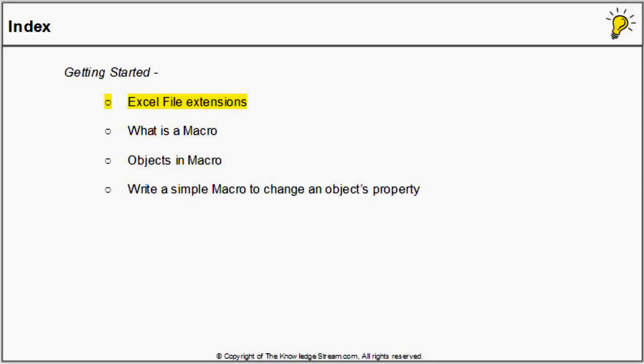In this video, we will cover how to identify a macro-enabled Excel file. We will try to understand what is an Excel macro through a series of illustrations. Object is a very important aspect of any Excel macro program. We will try to understand it by simple examples. And lastly, we will write and run a simple macro for fun.